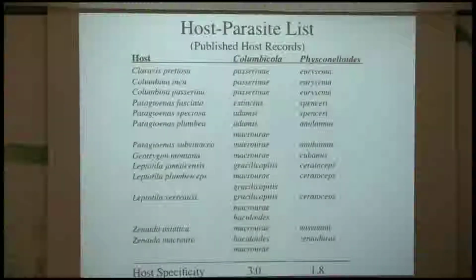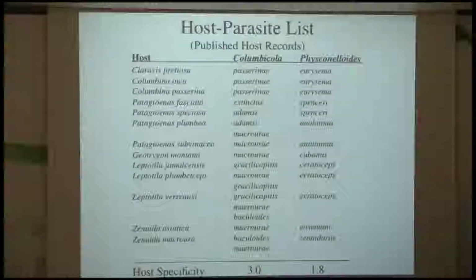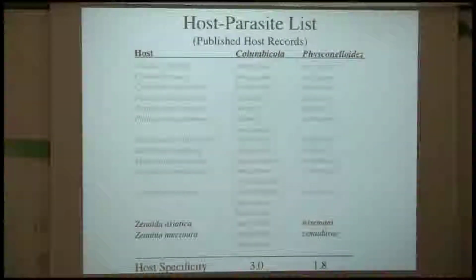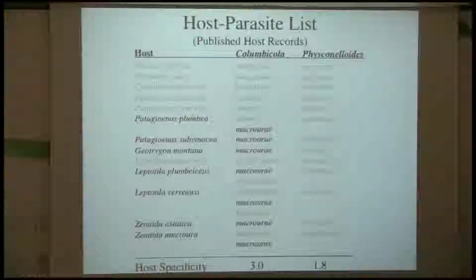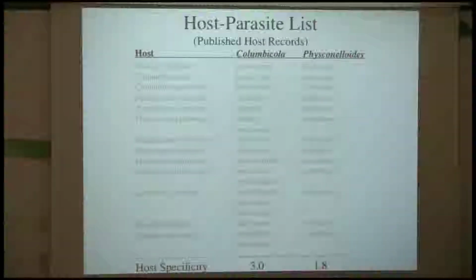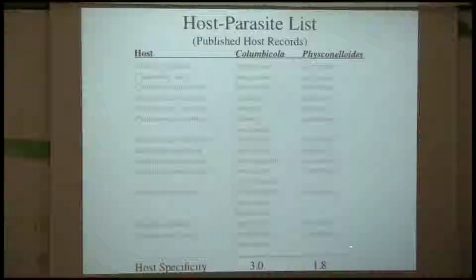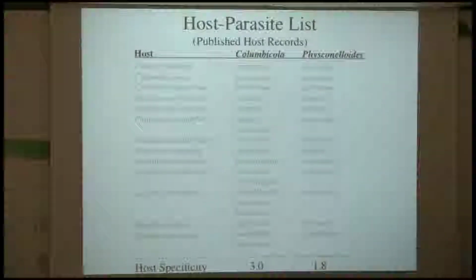And so if you look at host specificity, that is, how many hosts an individual parasite species uses, we can compare these 2 groups of lice. For body lice in the genus Physconelloides in the New World, there are some species that are completely host specific. So Physconelloides zenaidurae only occurs on Zenaida macroura, the mourning dove. In Columbicola, the wing lice, the situation is a little bit different. There's one species here, Columbicola macrourae, that occurs on 7 species of doves in the New World. And if we calculate on average how many hosts a given species of louse parasitizes, for wing lice it's about 3 species of hosts, and for body lice about 1.8 species of hosts.